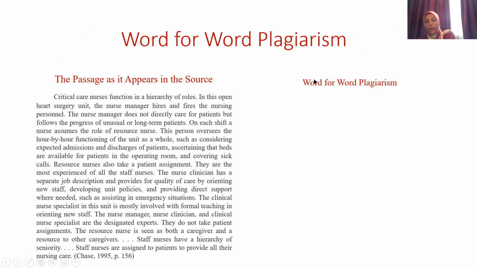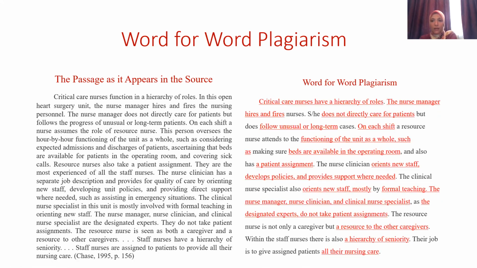The first example of paraphrase, as you see here, is what we call word-for-word plagiarism. So what is this? This is the original text. It is all in black. And on the opposite side, we have the student's paraphrase. Unfortunately, this student did something wrong. 2 things wrong, 2 mistakes.